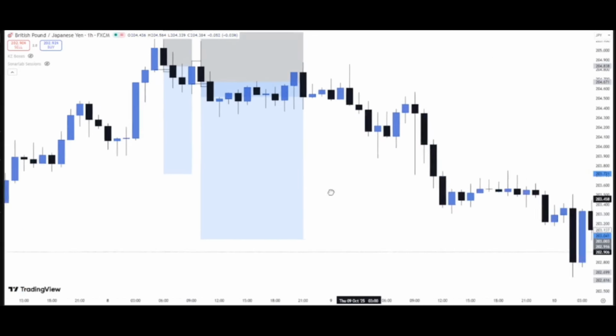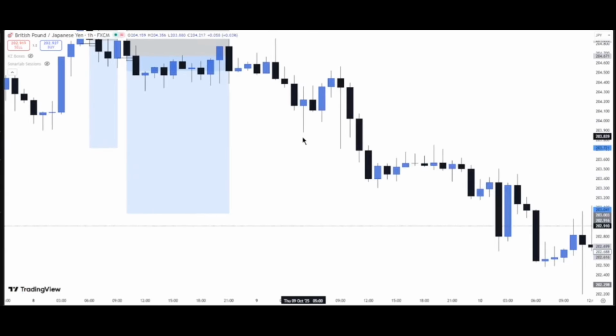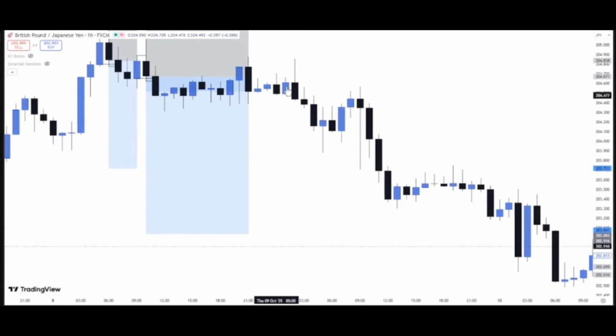Okay? So now you may say, well, how about this? Look at it carefully, guys. Is this actually a pullback? Okay? Look at this candle's low and this candle's high. So we don't trade that.